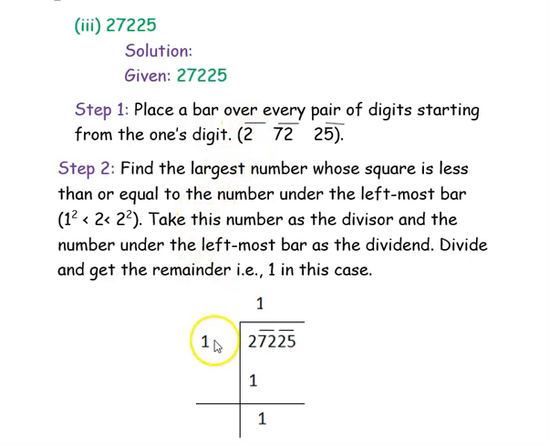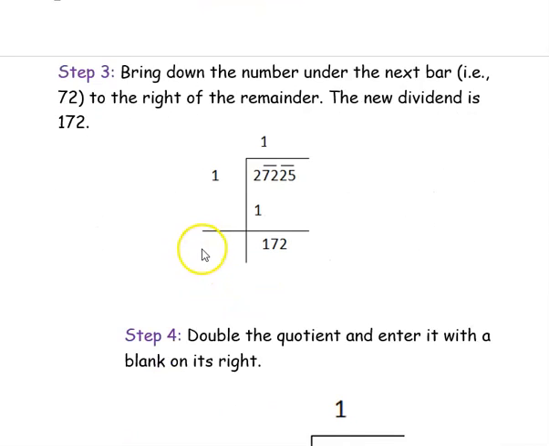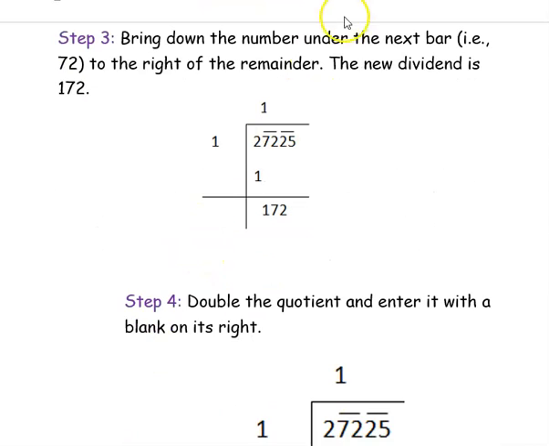Then the next step, I have written it in the long division form, and they have taken the leftmost bar number, that is 2. So we know that 1 into 1 is 1, which is less than 2. Now I have subtracted 2 minus 1, so I got the remainder as 1. In the next step, bring down the number under the next bar. The number under the next bar is 72, so I have written it down here next to 1. The new dividend is now 172.